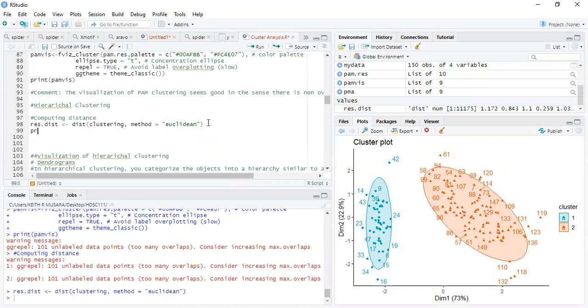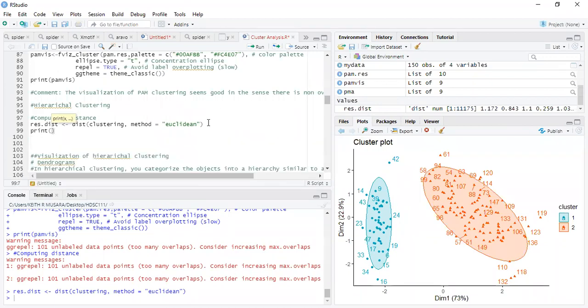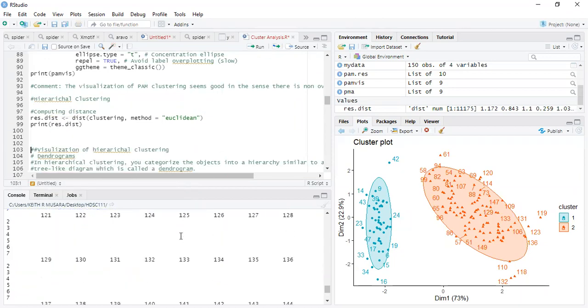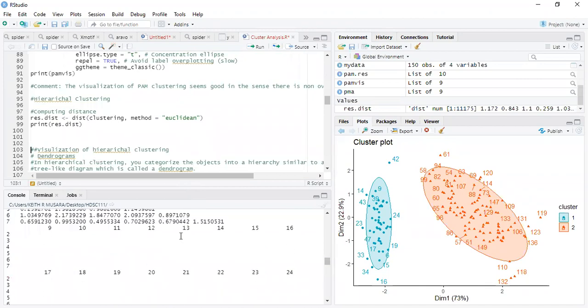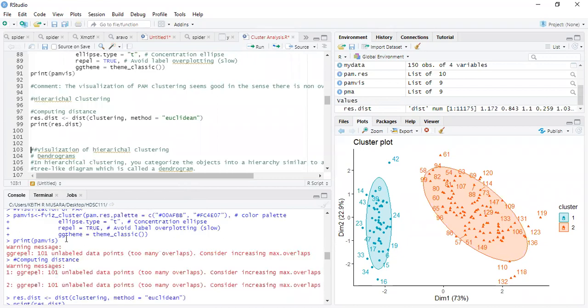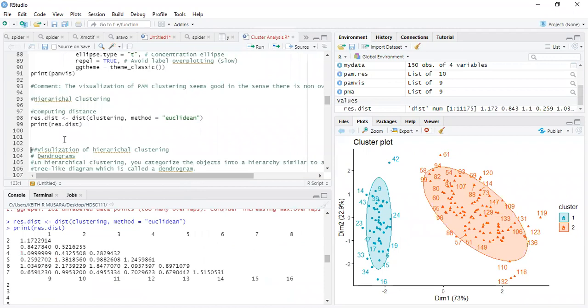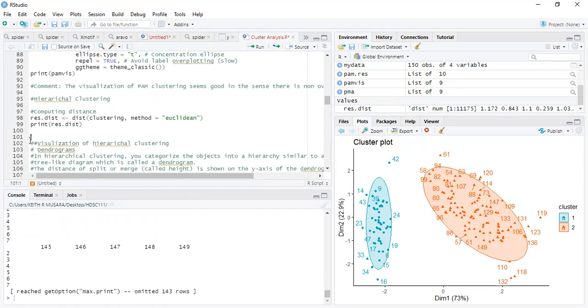So let's print the distance and see what the distance of our data is. Every time you run a command, visualize what's inside. So it's a big matrix here that we have. It gives us the first observations. It's a distance between the objects. I think we're talking about 150 observations, so I'm sure it'll be 150 by 150, the dimension of the distances.